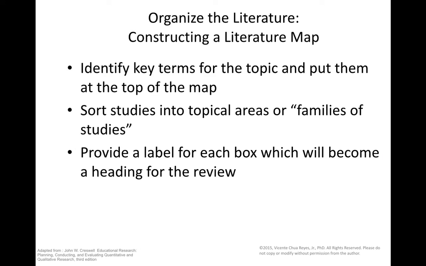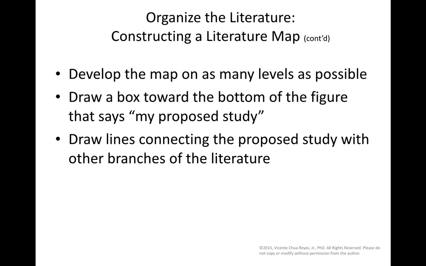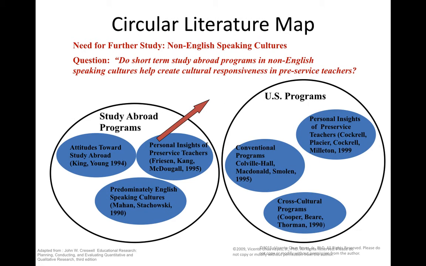When we construct the literature map, we identify key terms for the topic and put them on the top of the map, which I've already explained to you, sort studies into topical areas or families of studies, and provide a label for each box, which will become a heading for the review. And then when we construct it, we develop the map on as many levels as possible. We draw a box towards the bottom of the figure that says my proposed study. That was the red text that I highlighted in the earlier slides. And then we draw lines connecting the proposed study with other branches of the literature.